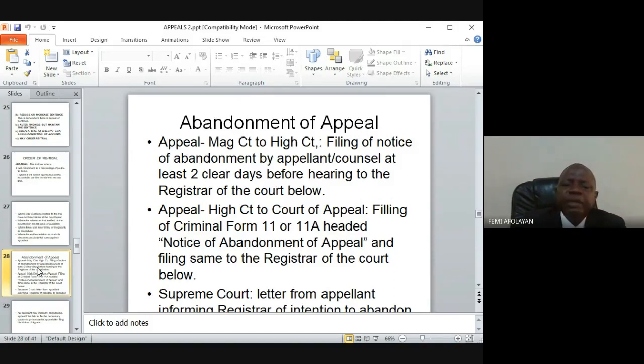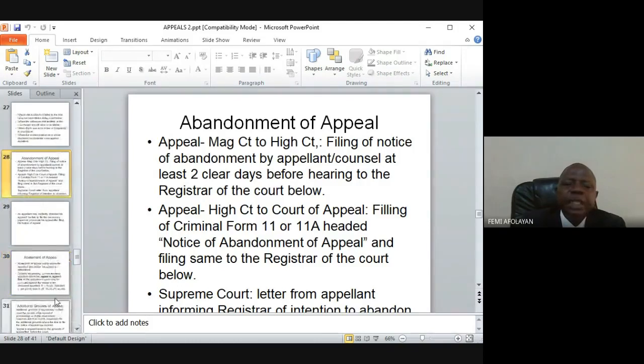Then in appeal from high court to the Court of Appeal, the filing will be done by using criminal form 11 or 11A, which is headed notice of abandonment of appeal, and filing of same before the registrar at the court below. Then if it is an appeal at the Supreme Court, it is only a letter from the appellant informing the registrar of intention to abandon the appeal.